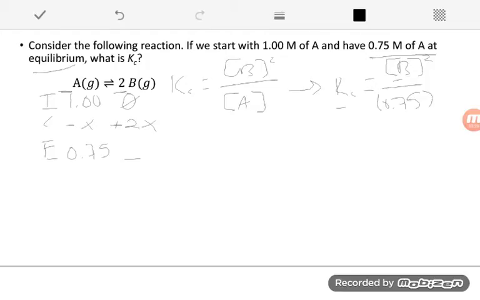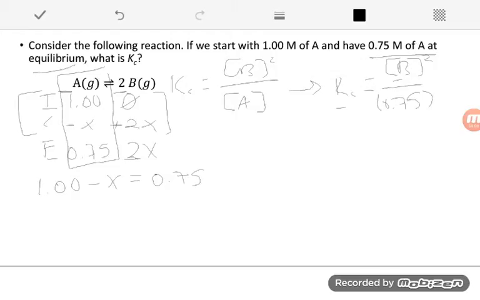Now, I didn't have anything in the equilibrium spot for B, so all I have to do is add up the I and C rows, and they should give me the E row. So 0 plus 2X gives me 2X. So now I'm going to look back and assess. Notice that for A, I have an initial and I have an equilibrium value. That means there's only one unknown in this whole column, so I should be able to solve for X. So again, if you add up the I and C rows, it should give you E. So if I take 1 minus X, those are my I and C rows, it should give me my E row. And now we can clearly see what X is.